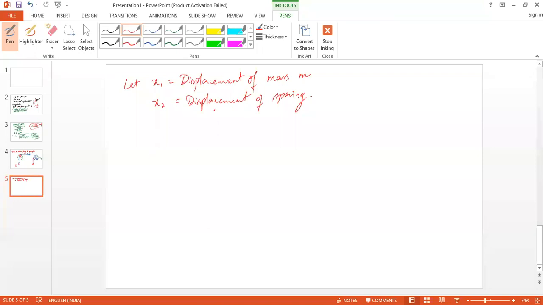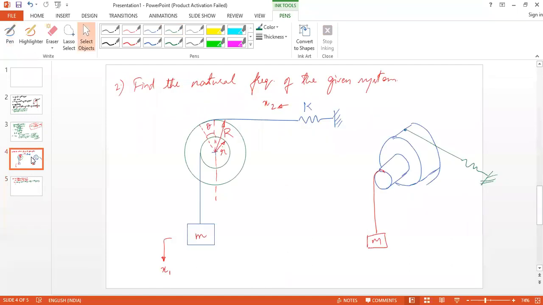Then by using the energy method, total energy P is equal to kinetic energy of mass plus kinetic energy of pulley plus potential energy of spring. So what is the kinetic energy of the mass? Half m v square.